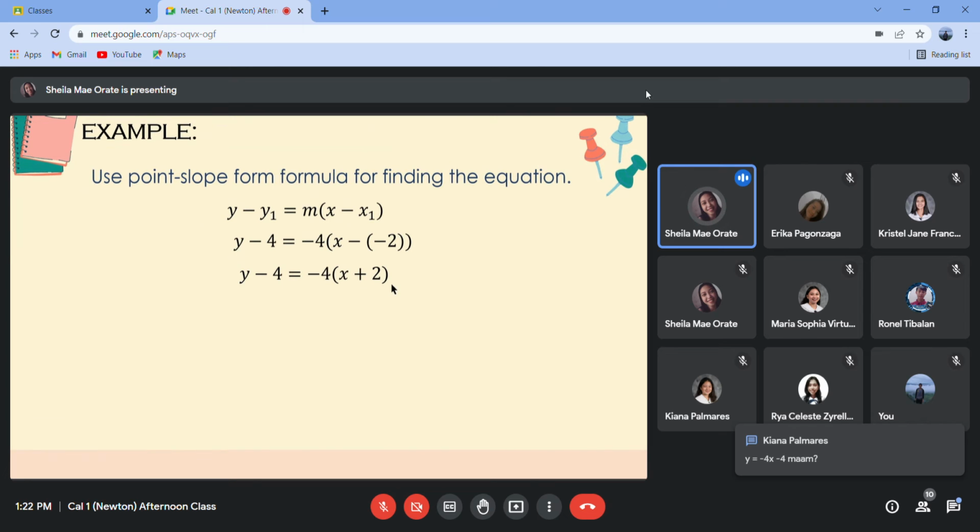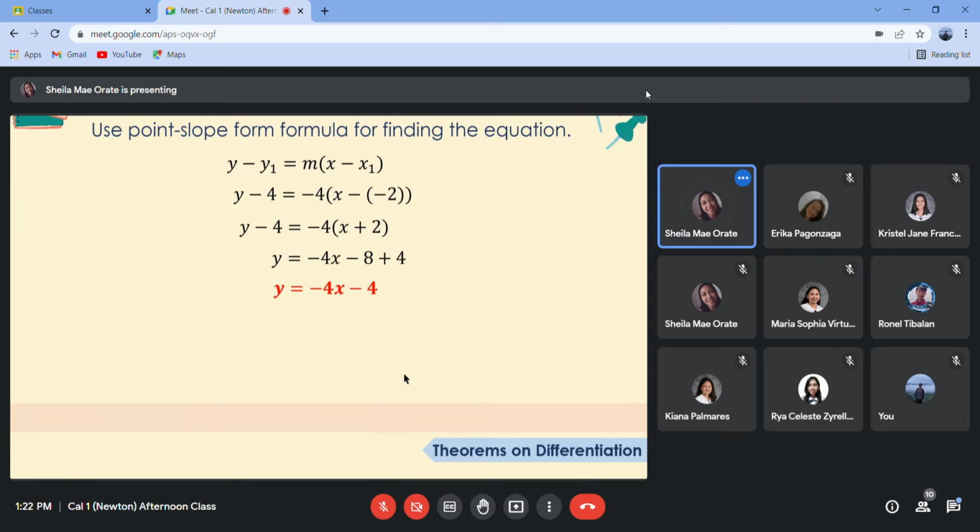Okay, let's see. Kiana has an answer. How about the others? Do you have the same answers as Kiana? Same number. Okay, let's see. We have negative 4x minus 8 plus 4, and we have negative 4x minus 4. Very good. So our equation for the tangent line is y is equal to negative 4x minus 4.